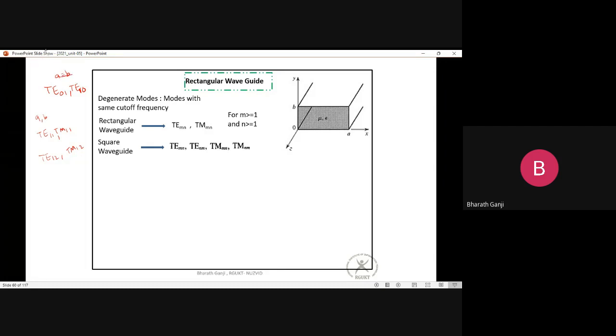Right. With this said, what I want to know is, I have fixed TE10 mode as the dominant mode for now. Right now I think TE10 mode is a dominant one. So this is the mode with the least cutoff frequency.